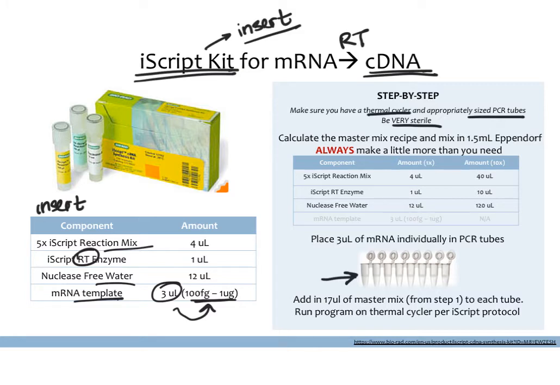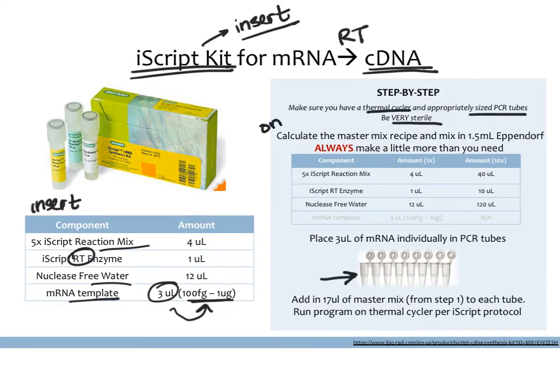So once you have those things and you've made sure you have all the reagents available, make sure everything stays on ice the whole time. That's very important for doing this. And then you want to calculate your master mix recipe. What I mean by that is that there are 3 components in this reaction that are going to go into every single reaction that we run.